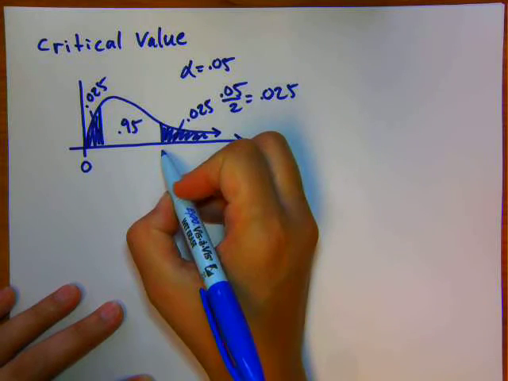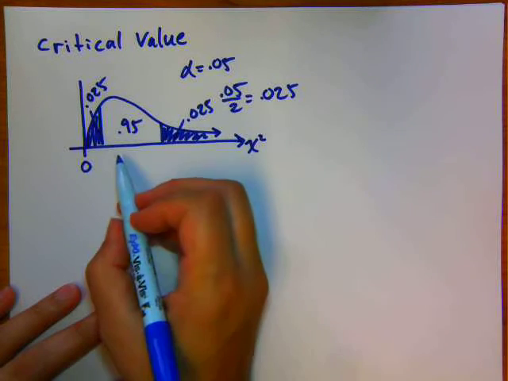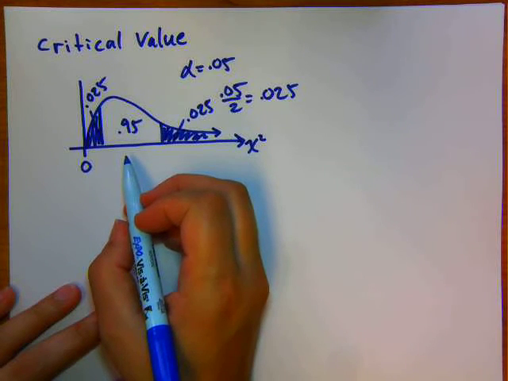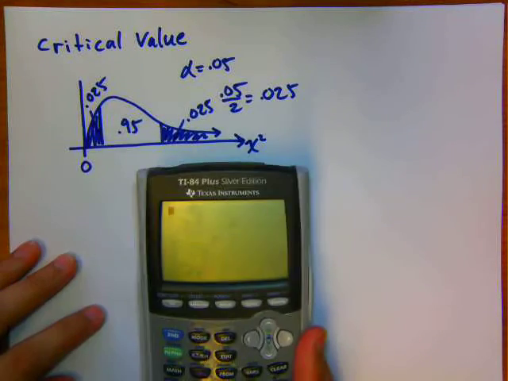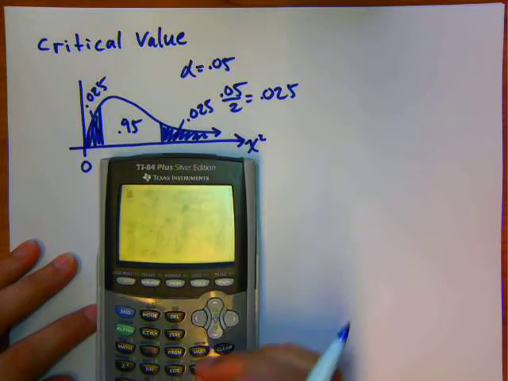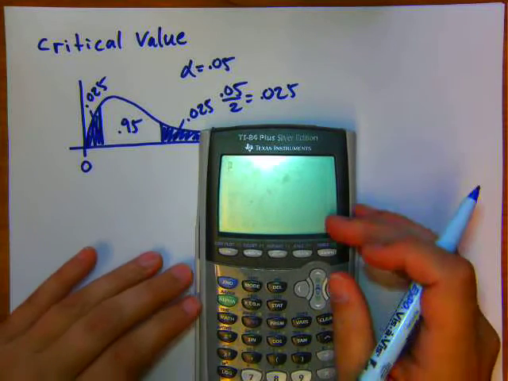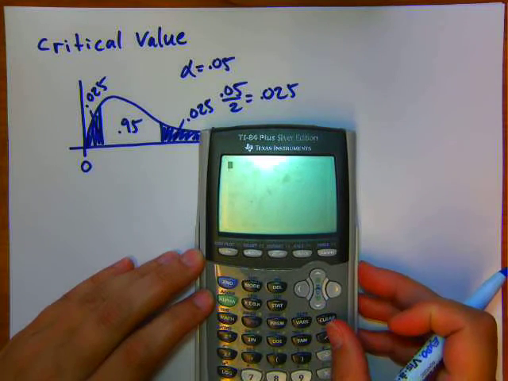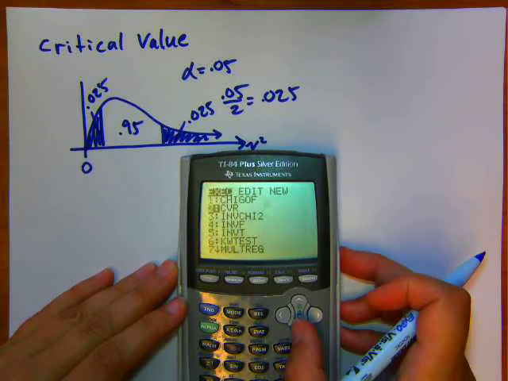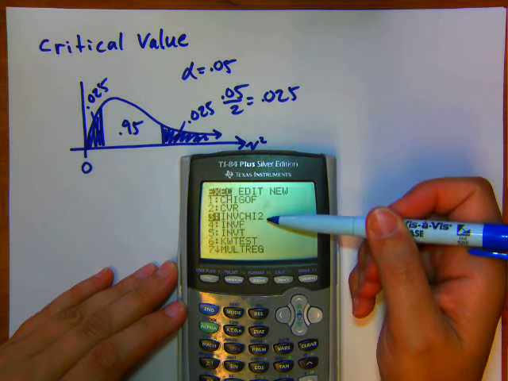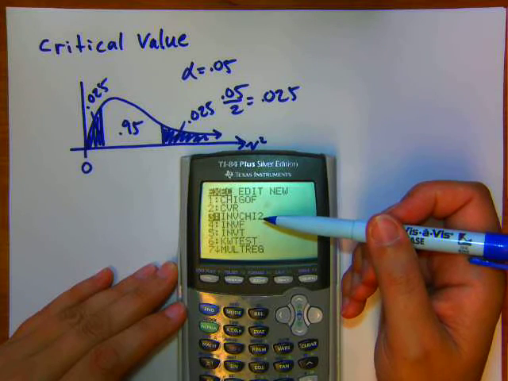We need to find these two numbers on the chi-squared distribution that give us that middle 95% area. We can use our table for this. You could also use your calculator, and that's what I'm going to use. So we're going to use the program called inverse chi-squared. Sorry for the screen here. I won't be able to see it really well, but we're going to go into the program key, and I'm going down to this program called INVCHI2, inverse chi-squared is what that stands for.